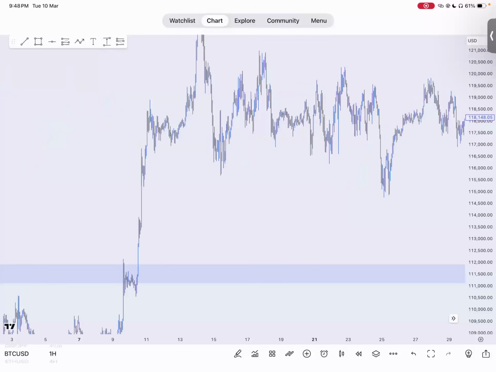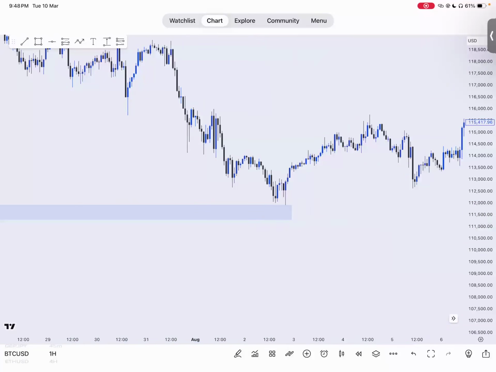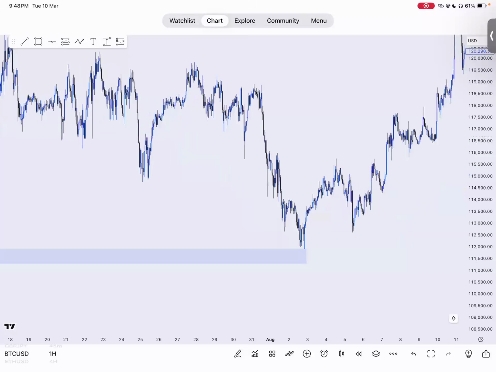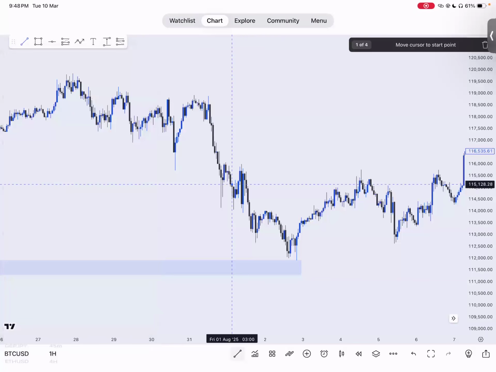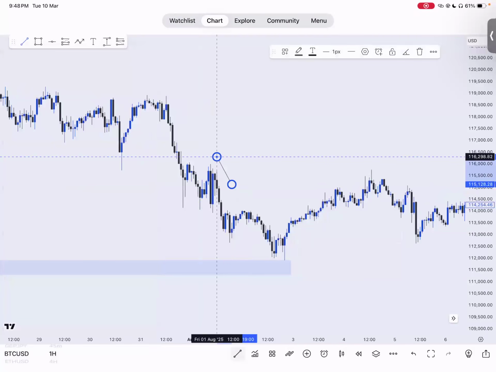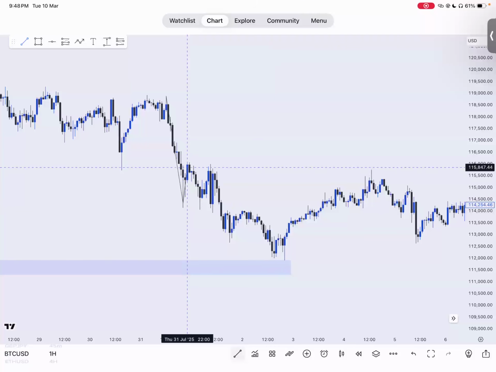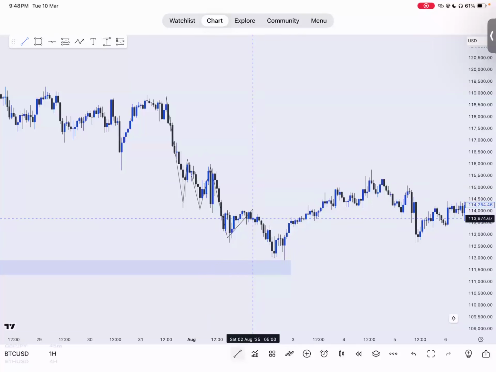Same thing as this scenario here. I marked out this level on the daily time frame, which means when price hits this level, I can also expect another reversal entry here. Now, towards the end of the move, the market was giving us a series of lower highs and lower lows, lower high, lower low, over and over.